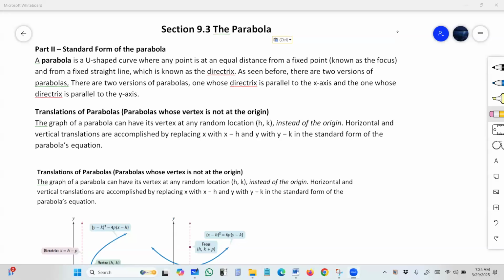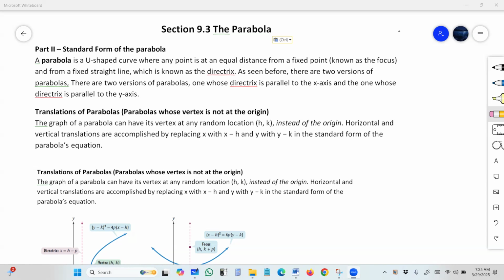Hi, hello everybody. So this is the video about section 9.3, the parabola, and this is the second part of the section dealing with parabolas not centered at the origin. In the previous section, we've covered the standard form of the parabola, which is a special curve that has equal distance from the focus to the parabola and from the parabola to the directrix. So that gives it a special type of an equation. And those equations were centered at the origin.